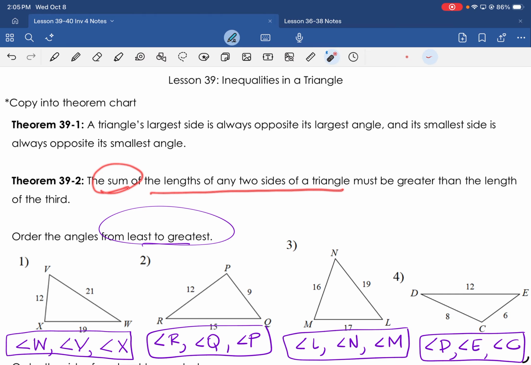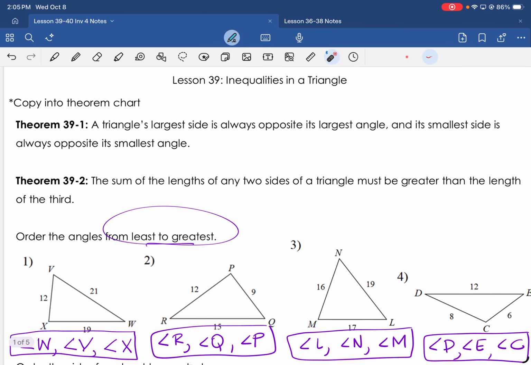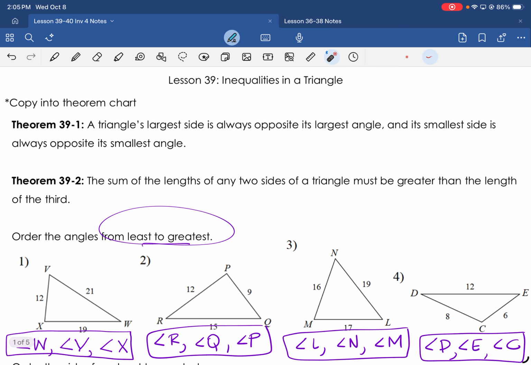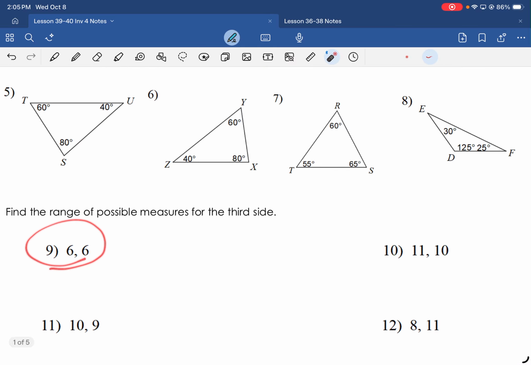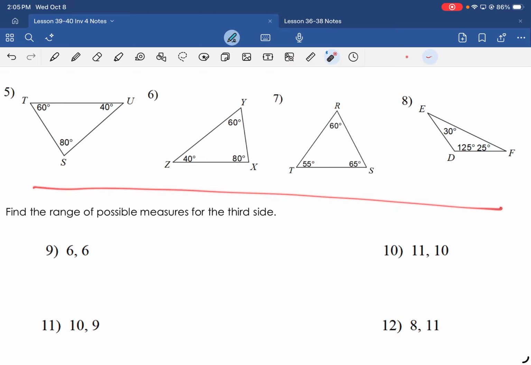All right, now let's look at theorem 39.2, where it says the sum of the lengths of any two sides of a triangle must be greater than the length of the third. Okay, that is actually down here. So let me go over this first, and then we'll go back up here, because I didn't realize that we were going to cover the opposite of the sides, which are the angles.